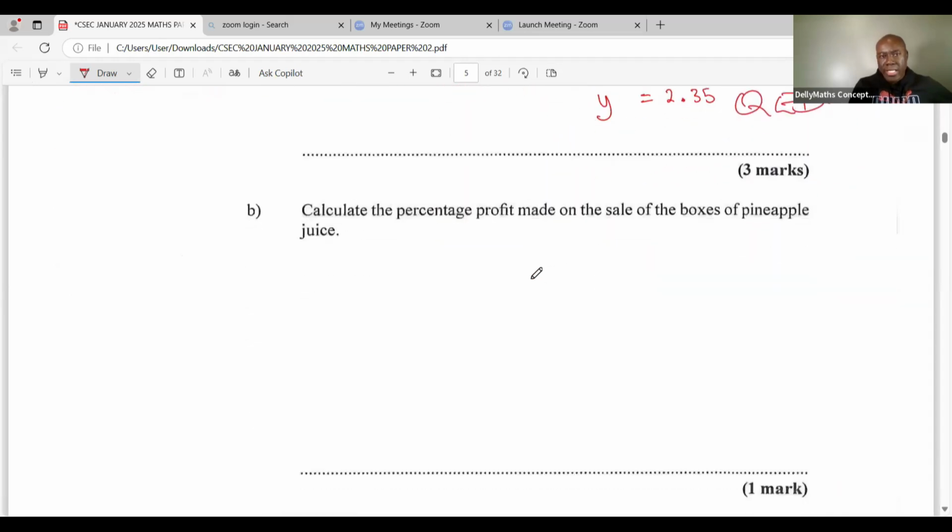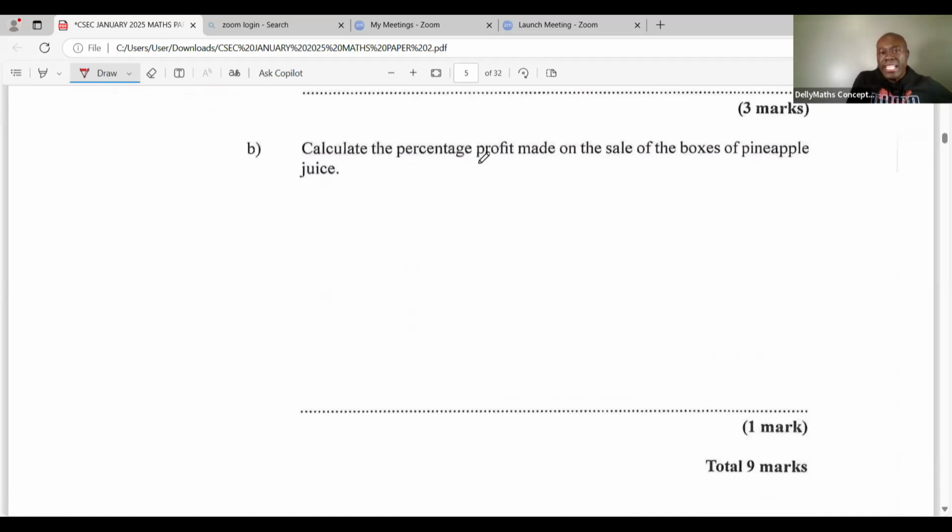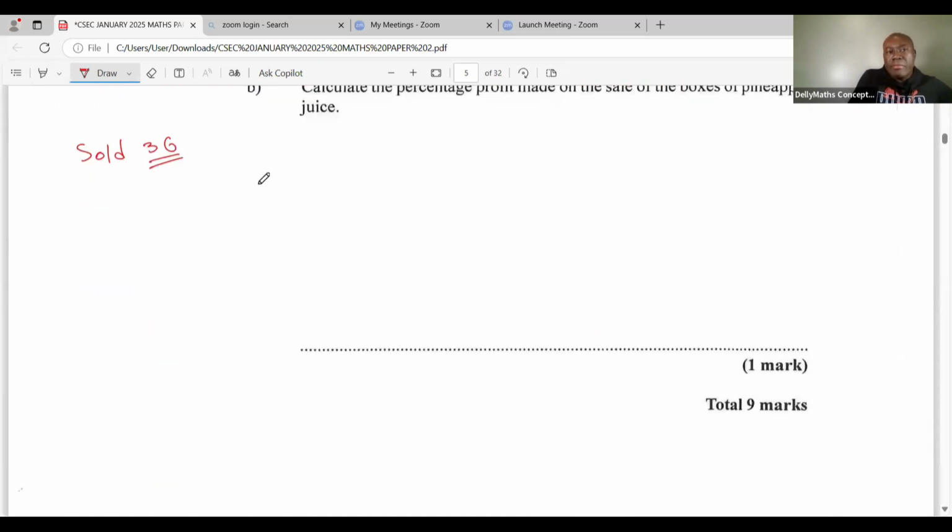Let's move on to the next question. So it says here, calculate the percentage profit made on the sale of the pineapple juice. Remember now we sold 36. So when you sell 36, you could work it out. You just did. Let's look at the profit. The profit made was given already, and that was actually $35.64. Remember that the cost price is actually $2.35. We just proved that.